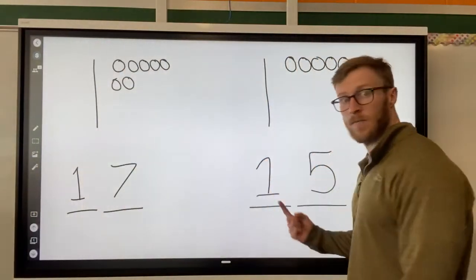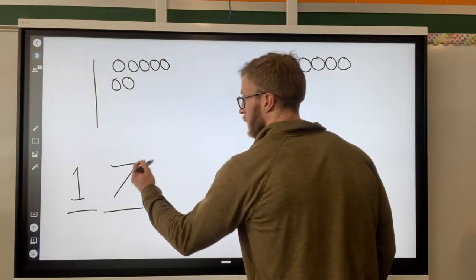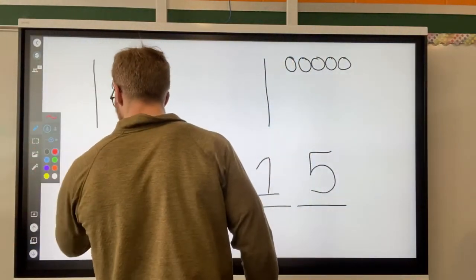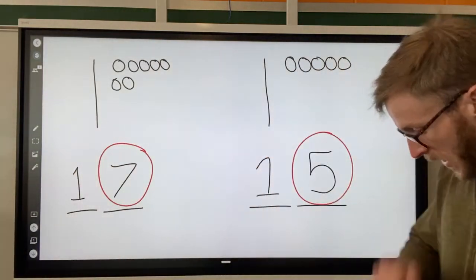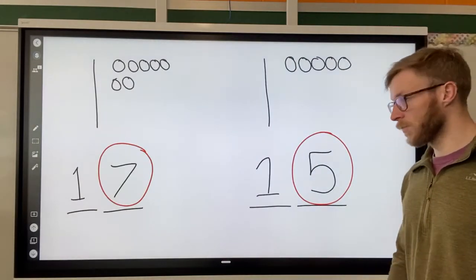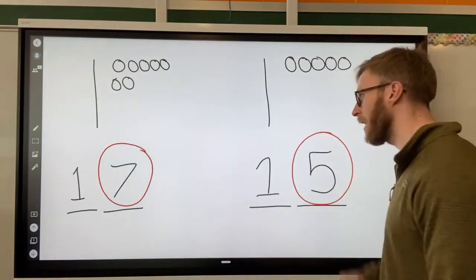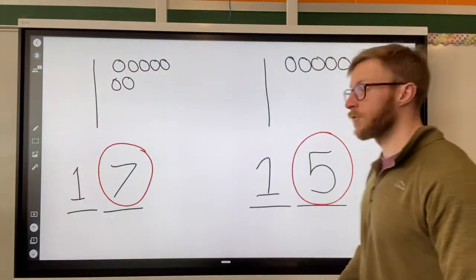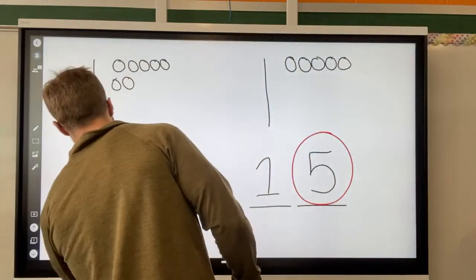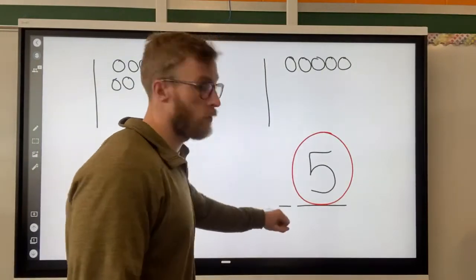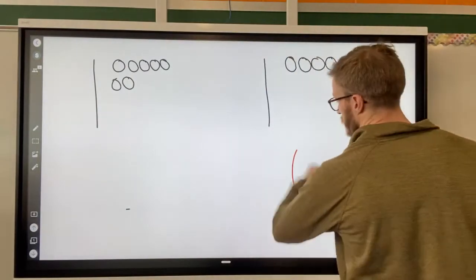So if the 10's place value is the same, then we look at the 1's place value. So the 10's the same, so we're going to look at the 1's place. Which one has the bigger 1's place value? 17 has the bigger 1's place value. 7 is greater than 5, so that means 17 is greater than 15. Okay, let's try another one. And then if we were to say 17 is greater than 15, we would say 15 is lesser than 17. Okay, lesser than 17.